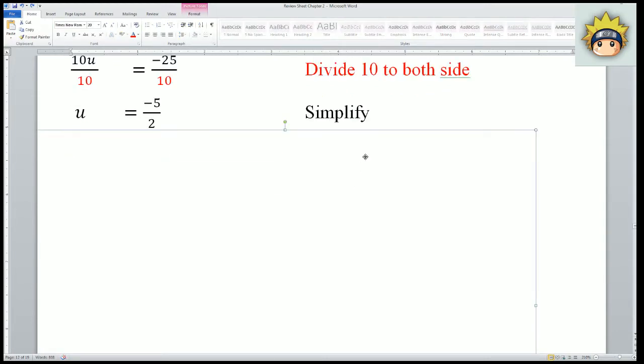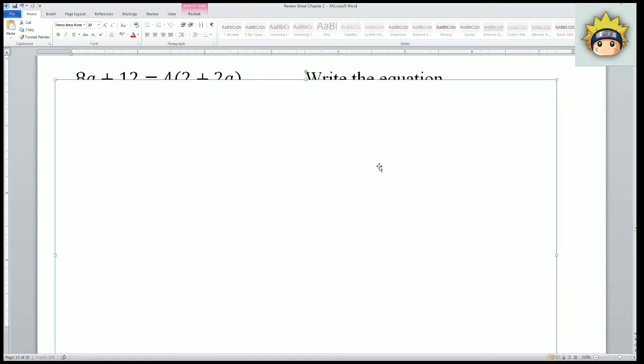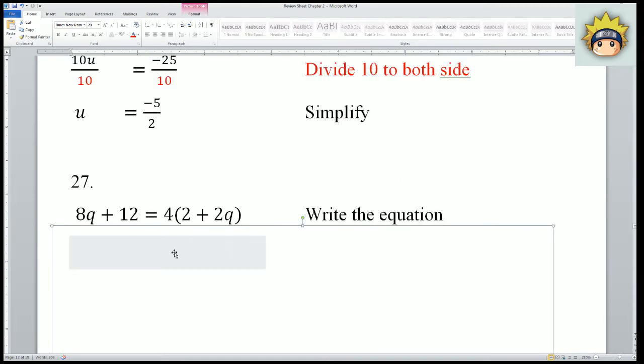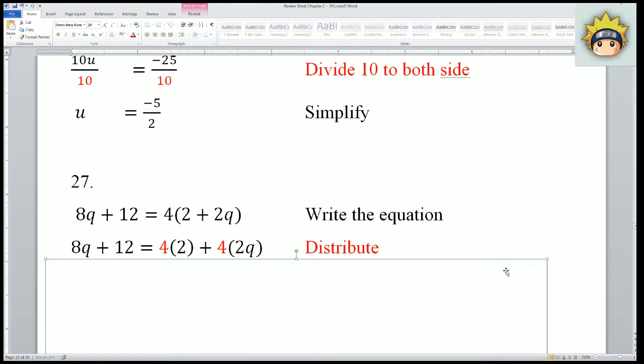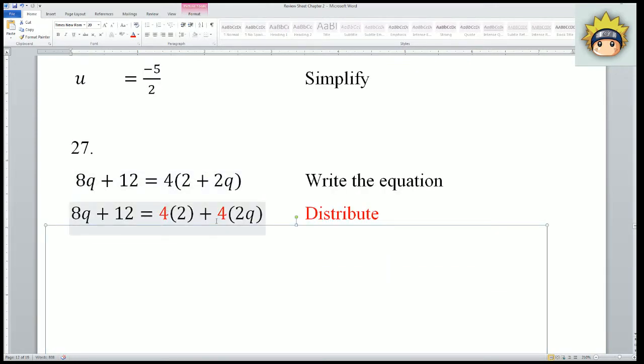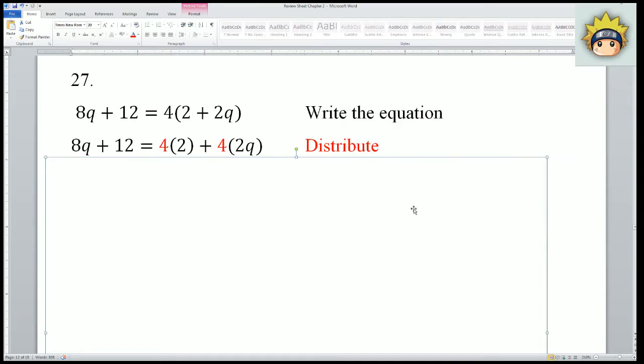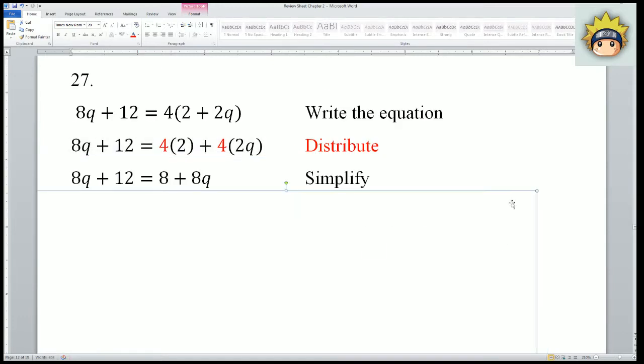Okay? Next part, 27. 8q plus 12 equals 4 parentheses 2 plus 2q, close the parentheses. Here I have to get rid of the parentheses first, right? That is always the first step after writing the equation. Do the distributive property. 4 times 2, right there, and 4 times 2q. There you go. After that, I do some simplification.